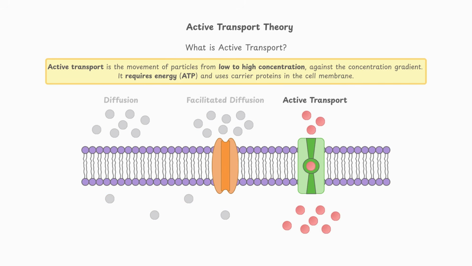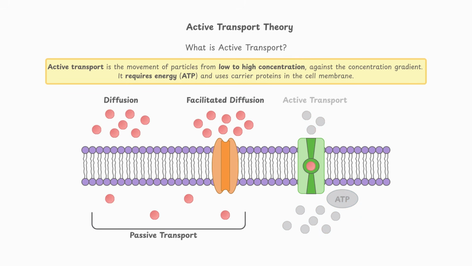On the right, active transport is shown. Here, particles are moved from low concentration to high concentration against the gradient. This process uses carrier proteins and requires energy from ATP. So while diffusion and facilitated diffusion are passive, active transport needs energy to push particles in the opposite direction.